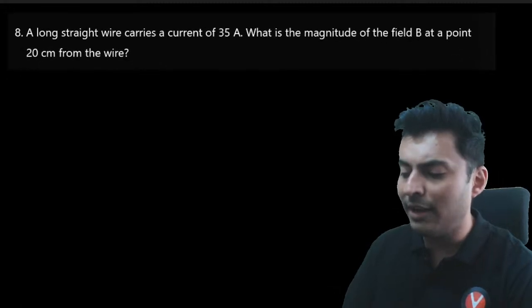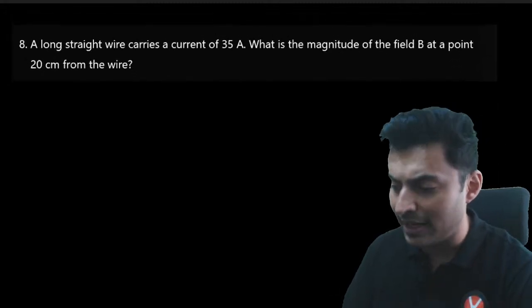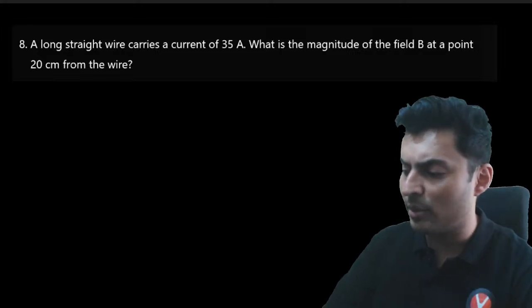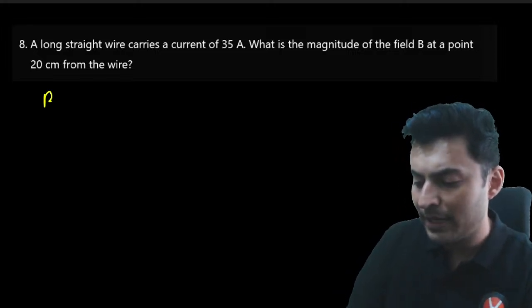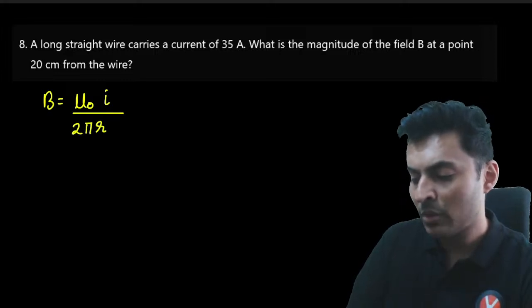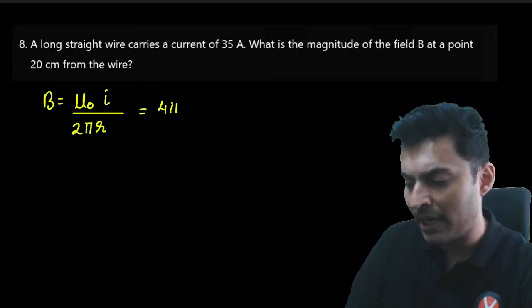Okay, a long wire is carrying a current of 35 amperes. What is the magnitude of the field at a point 20 centimeters from the wire? Direct formula, my dear warriors. Magnetic field due to a long wire carrying current is mu naught I, and there is 2 and pi and R in that. Mu naught is nothing but 4 pi into 10 to the power minus 7.